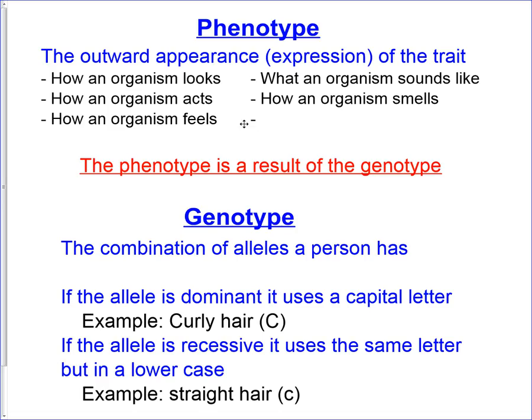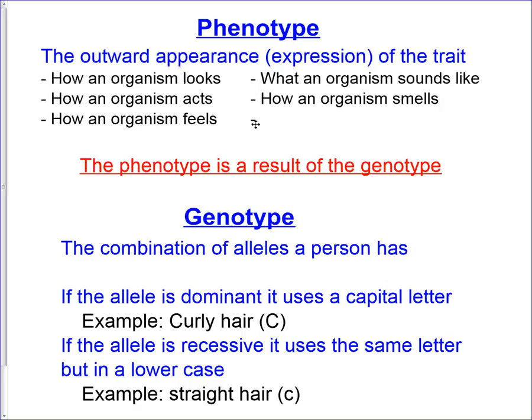All right, so our definitions of phenotype and genotype. The phenotype is the outward appearance, the expression of a trait. Once your DNA has gone through transcription and translation and created a protein, how is that protein going to appear to other people, and to yourself? What are you going to look like? What are you going to act like? How are you going to feel? What will you sound like? What will you smell like?